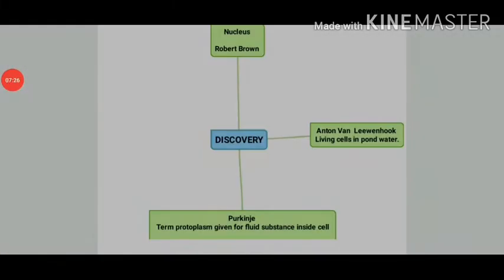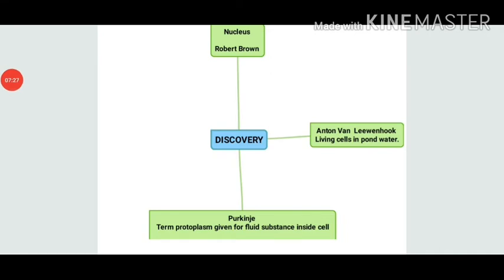Cells discovered by Robert Hooke were dead. The first living cell was discovered by Anton von Leeuwenhoek and the nucleus was discovered by Robert Brown. Purkinje gave the term protoplasm for the fluid substance present inside the cell.